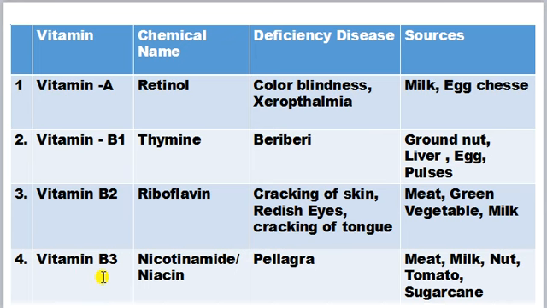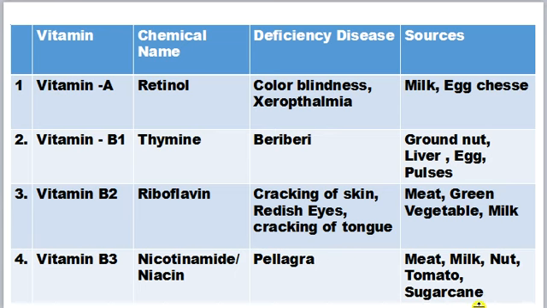Now the fourth one is vitamin B3. This is also known as nicotinamide or niacin. Its deficiency causes pellagra disease, and pellagra is characterized by 4 Ds, that means diarrhea, dermatitis, dementia and death.